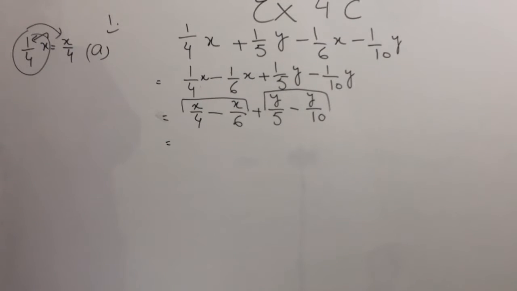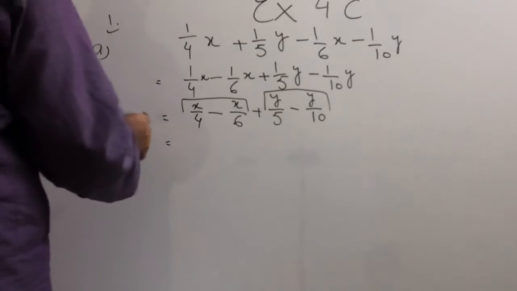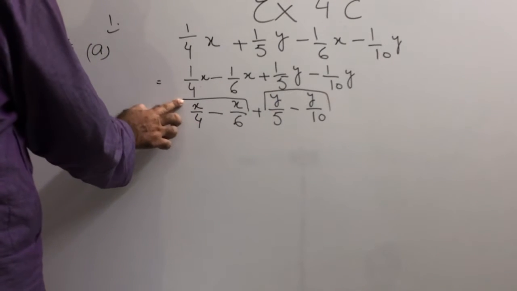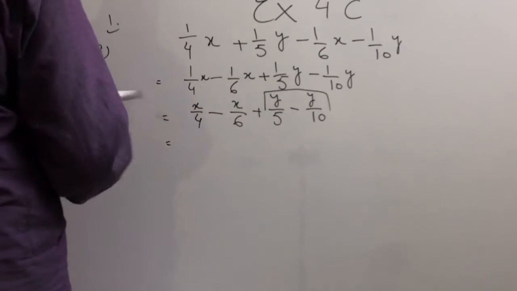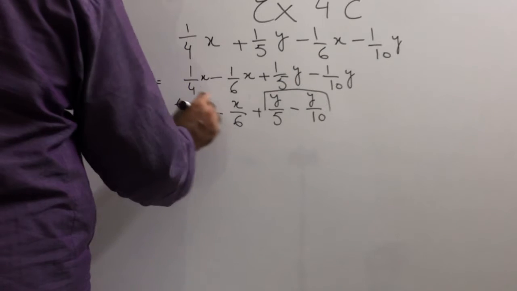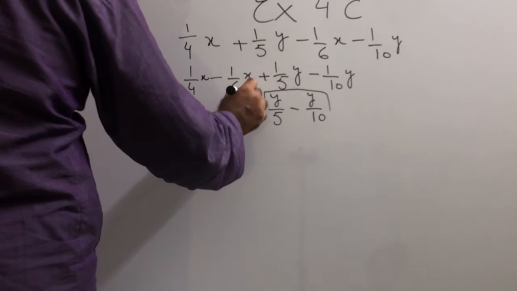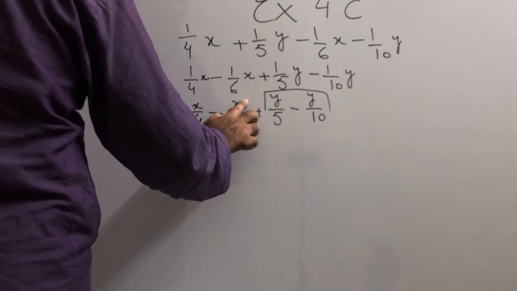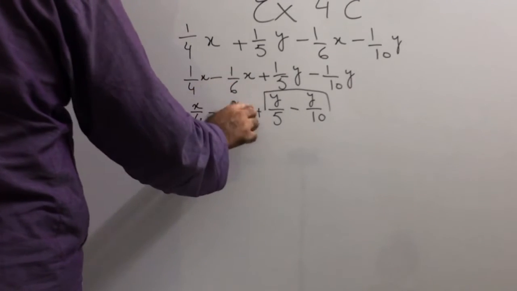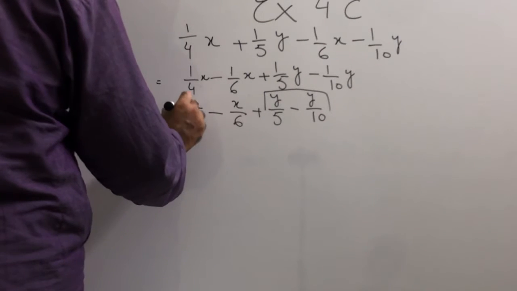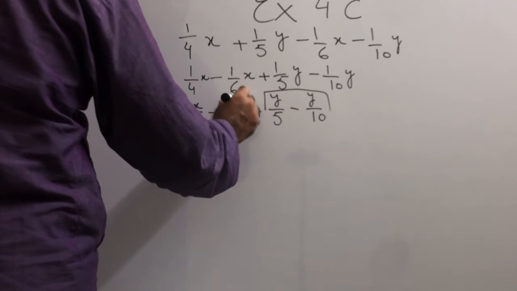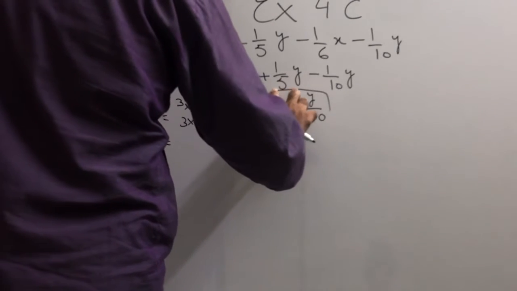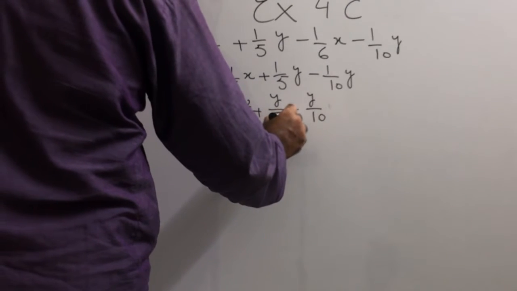This is a question of subtraction of fractions, so we will equalize the denominators. Here we could multiply this with 6, here also with 6, here with 4, but I think it's better to do it in a simple way. This 4 and 6, we can make it 12. 4 into 3, x into 3, 6 into 2, x into 2. Here we'll equalize this, multiply this with 2, multiply this with 2.